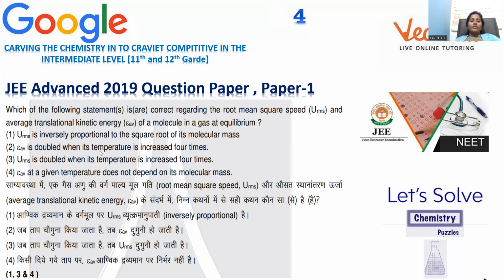E average doubled when its temperature is increased 4 times. We have to check it out. URMS doubled when temperature is increased by 4 times. E average at the given temperature does not depend upon molecular mass. Among all these options, 1, 3 and 4 are the correct answers. Okay, 1, 3, 4 are correct answers.